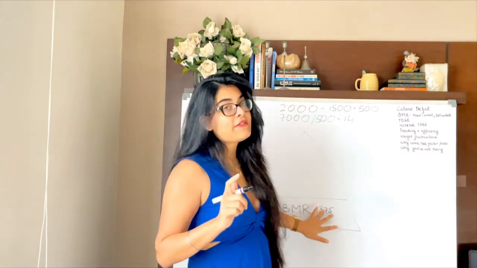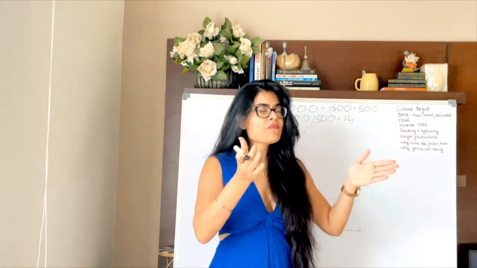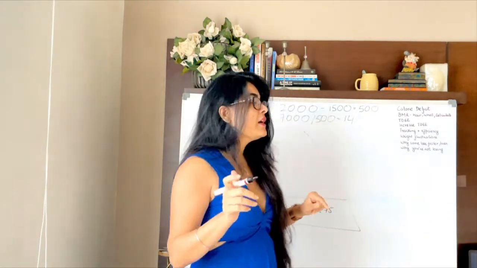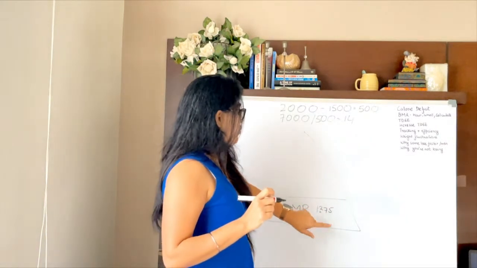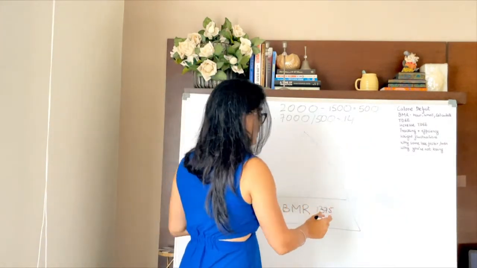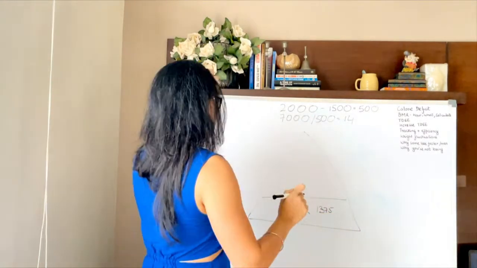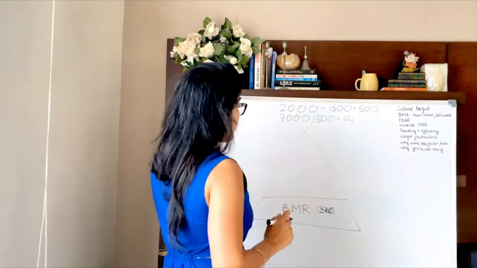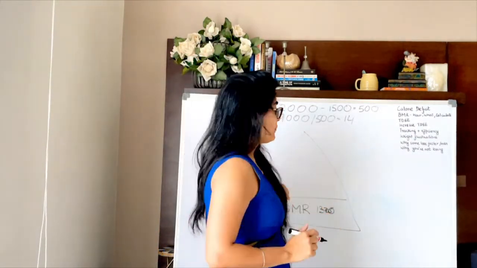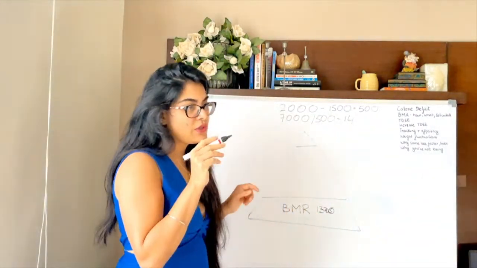I know mine is 1375 because I had done a DEXA scan, which is probably the most accurate way to do it. But when I did the Harris Benedict formula, it was about 1325, so it was pretty close for me. So for me it's 1375, but my calculation is going to say that's 1300. Everyone is different here.